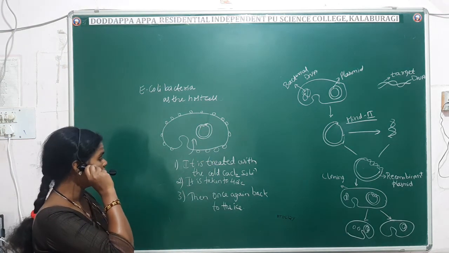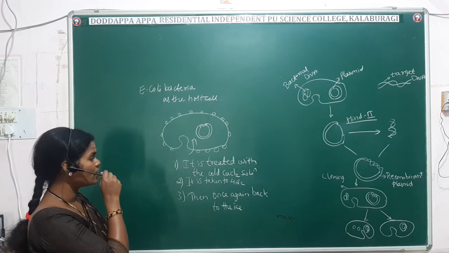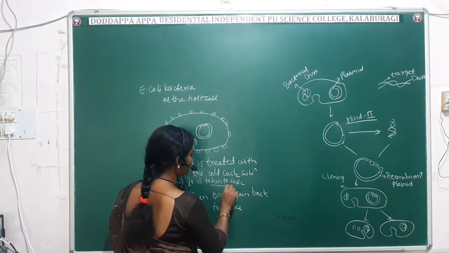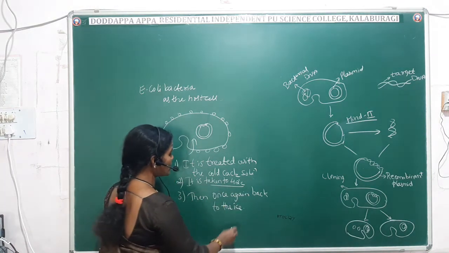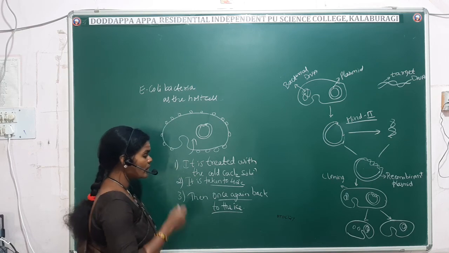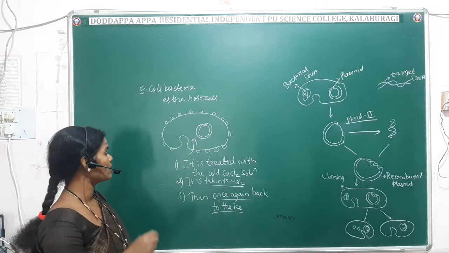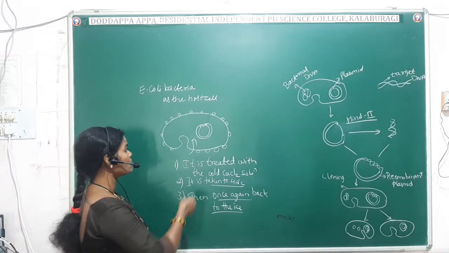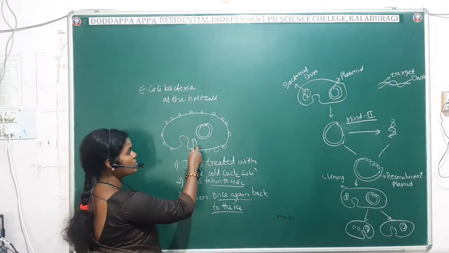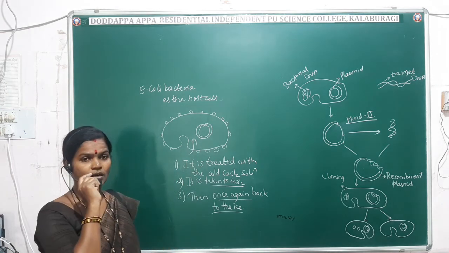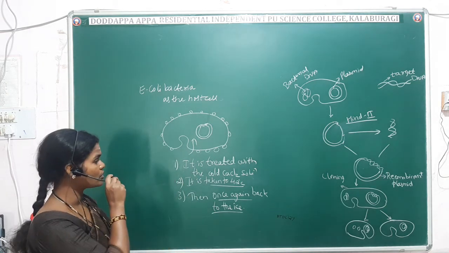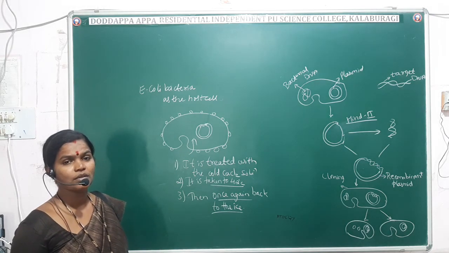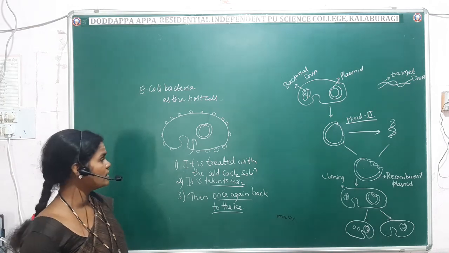So here the host cell is first treated with the cold calcium chloride solution, then taken to 42 degrees Celsius, then once again back to the ice. When it is taken back to the ice, what happens? Small pores are created on the cell wall, and using these small pores, there is an insertion of the recombinant plasmid inside the host cell.